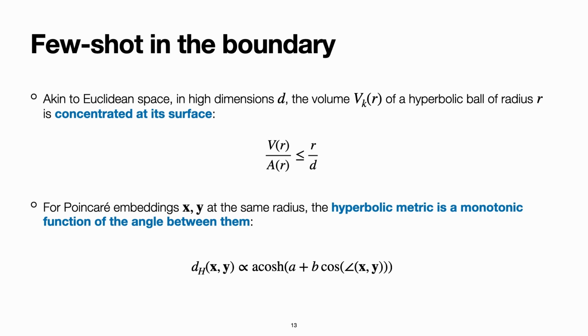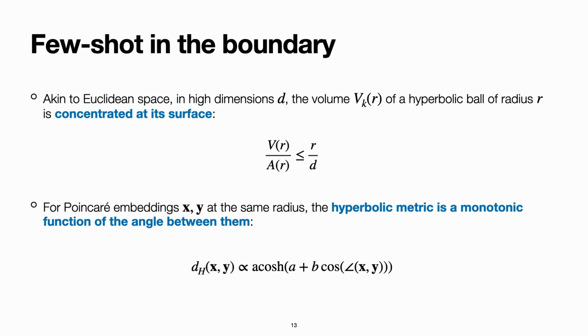And this is what we'll be looking at in more detail now, what happens in this representation space. Just as we have the curse of dimensionality in Euclidean space, in hyperbolic space something similar happens. That is to say that if we compute the ratio of the volume over the area of a hyperbolic ball in high dimensions d, this ratio will tend to 0 as d grows. So the volume of a ball will be roughly concentrated close to its surface. And the second fact is that if we have two embeddings lying in the Poincaré ball roughly at the same radius, or numerically at the same radius, then the distance and thus the similarity between them becomes a monotonic function of the angle that separates them. And this is precisely what also happens in Euclidean space.